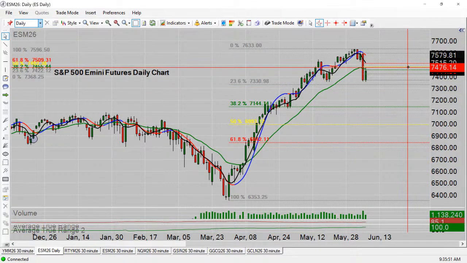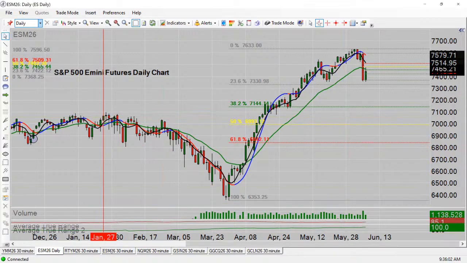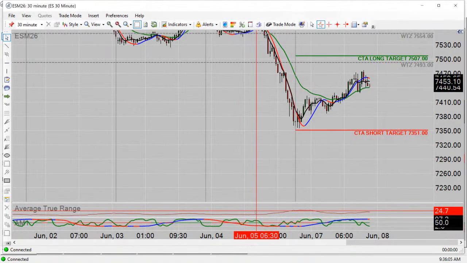I don't know if I can get this closed now. I don't want to wipe out everything. All right, we'll just leave that go for a minute. All right, let's go look at a 30-minute chart. See what happens. Almost afraid to find out.